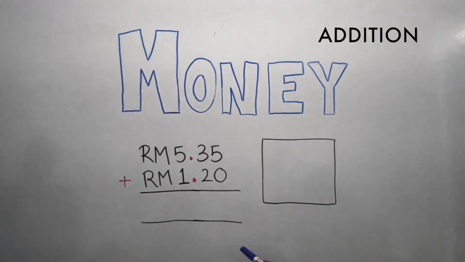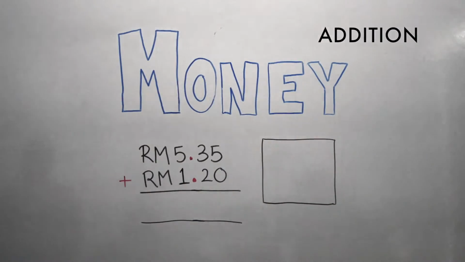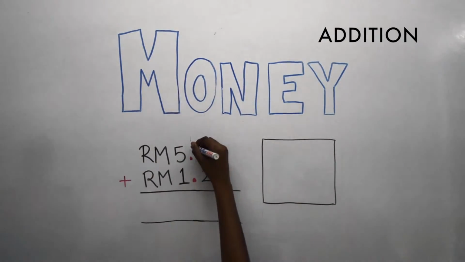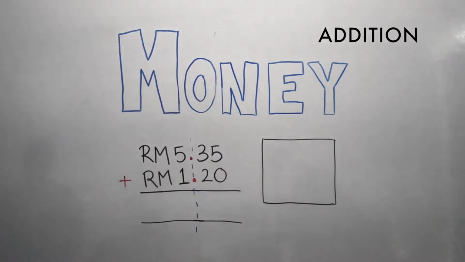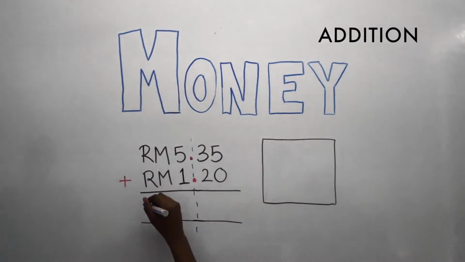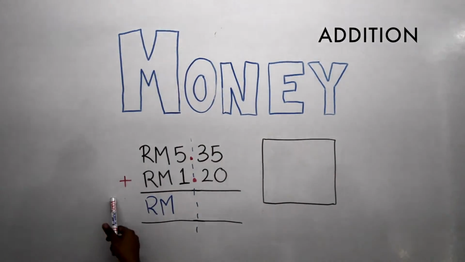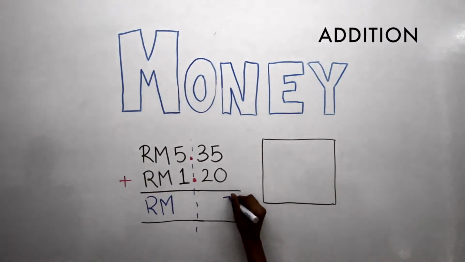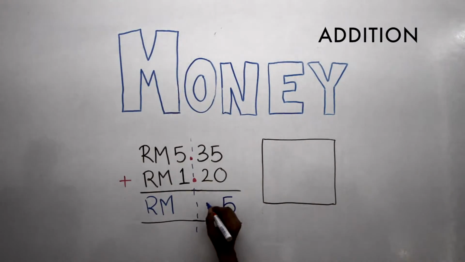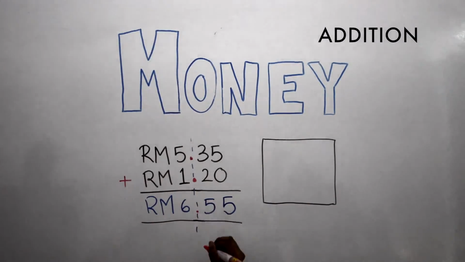So let's start with teaching them to line up the numbers the same, and to line up the decimal points in a straight line, as well as the RM sign. Not only that, the addition sign should be on the left side of the equation. So now we do the regular addition. 5 plus 0 is 5, 3 plus 2 is 5, and 5 plus 1 is 6. Not to forget the decimal point.